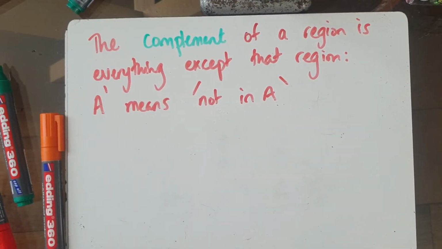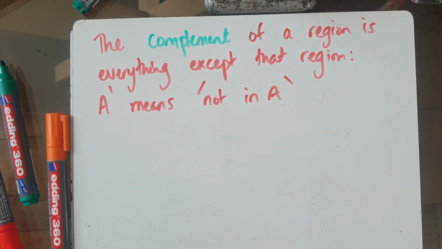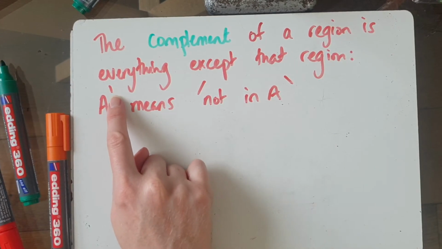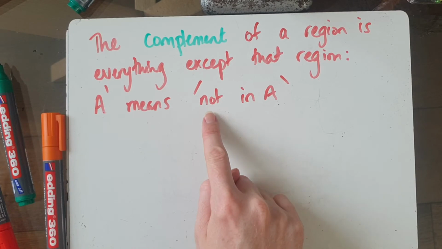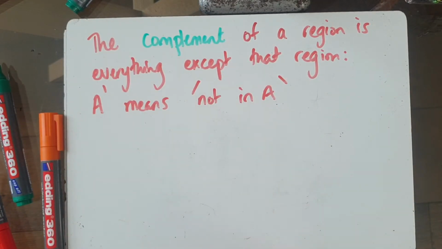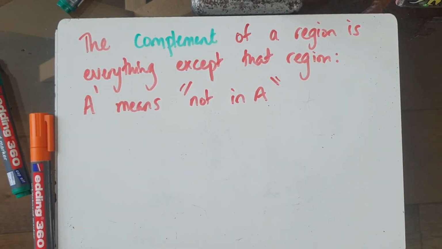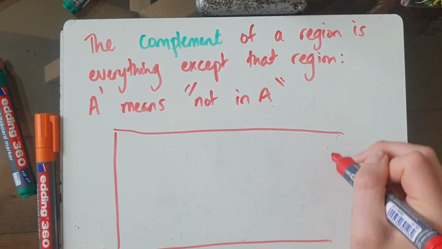The last one is the complement. The complement of a region is everything except that region, and we denote it with a little dash. So A dashed means the element is not in A. This is not a dash, this is just like quotation marks. In fact, I'll make them double and then that'll make it a little bit more obvious. So what region is that on a Venn diagram?